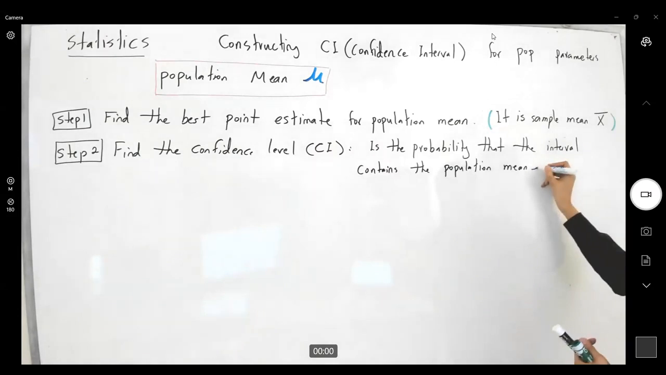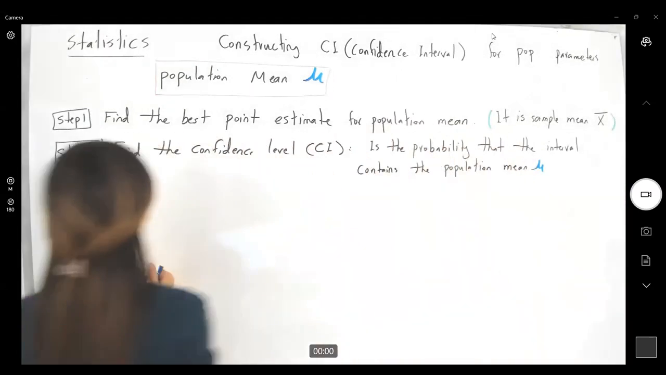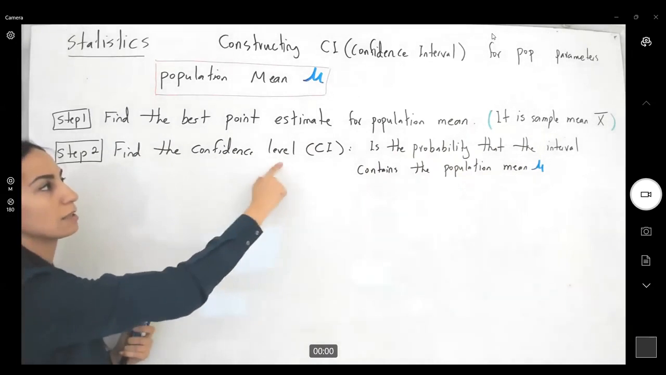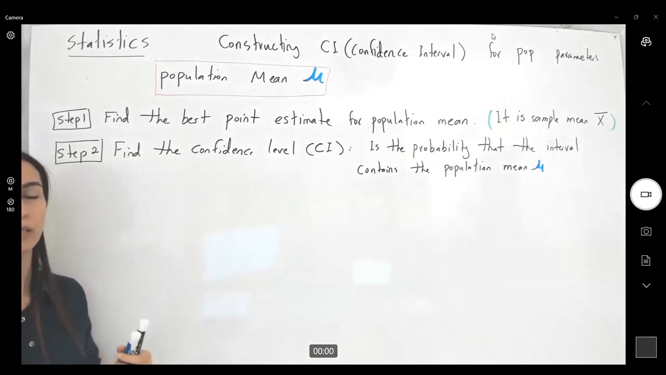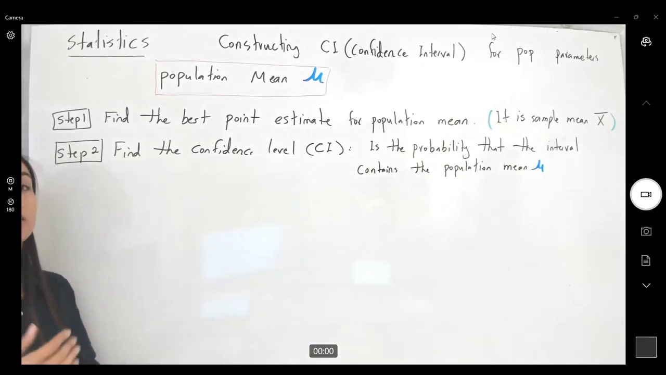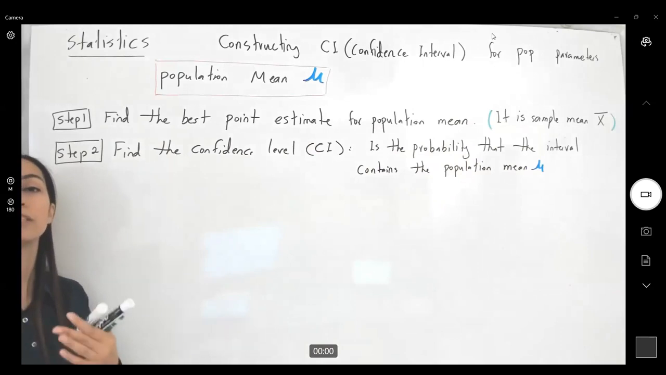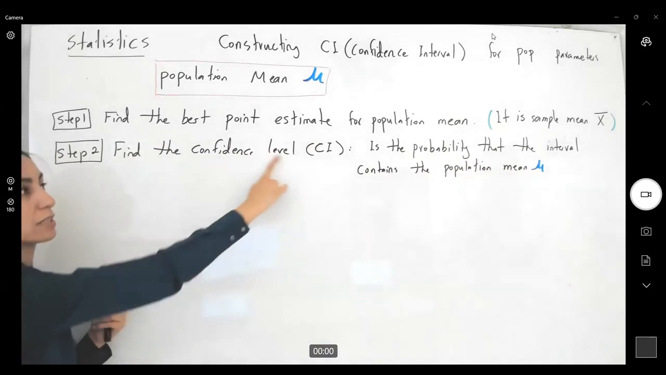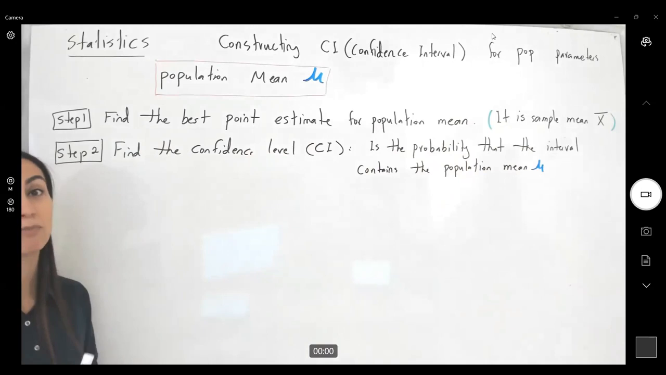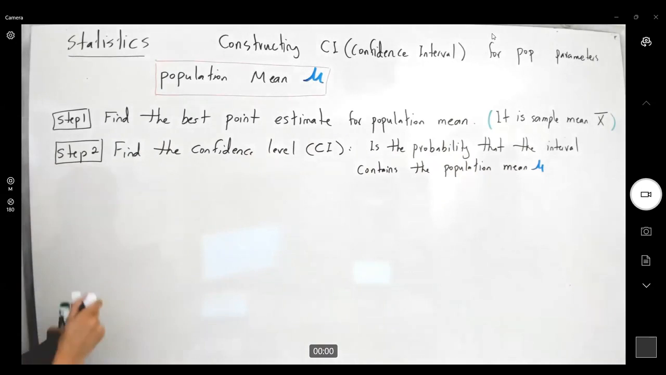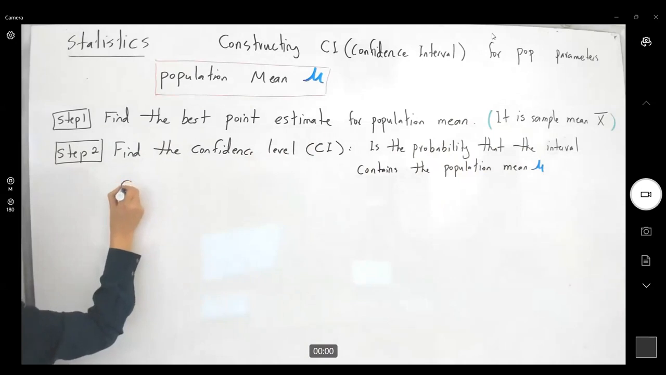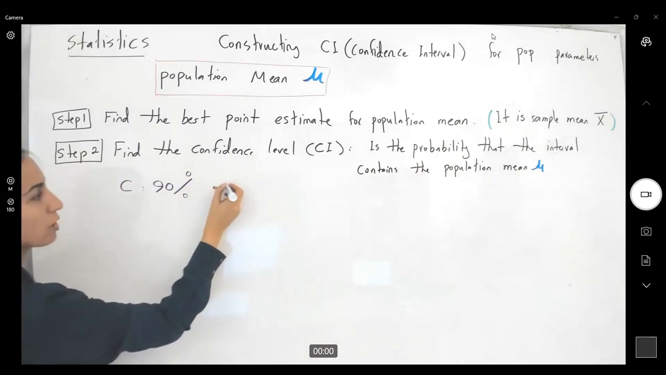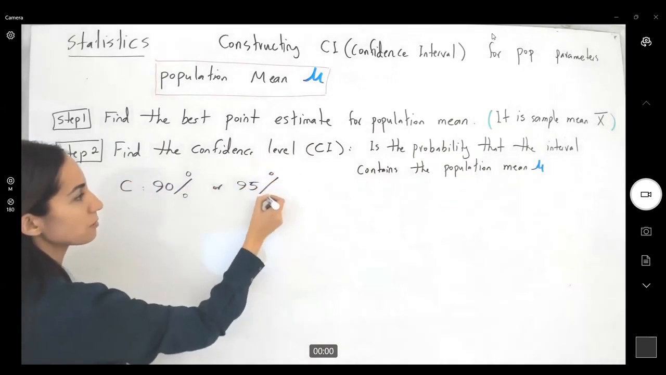Okay, very good. So what are my options here? In statistics, when we're talking about confidence level, we either work with 90%, 95%, or 99%. These are the popular confidence levels that will work in different projects. So the popular ones, C, or the confidence level, is 90% or 95% or 99%.